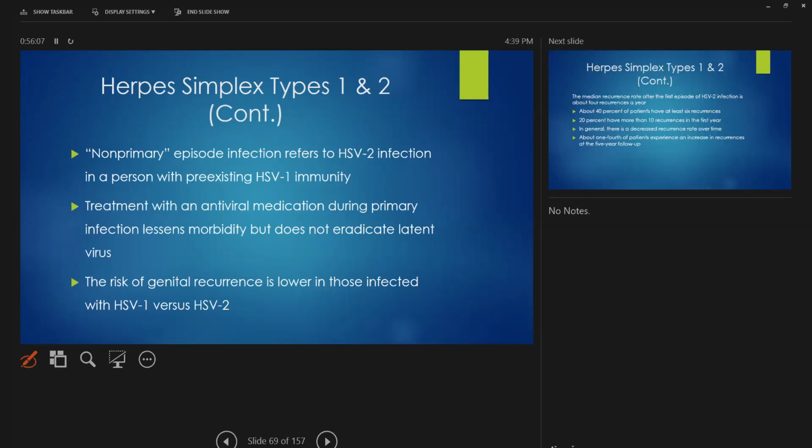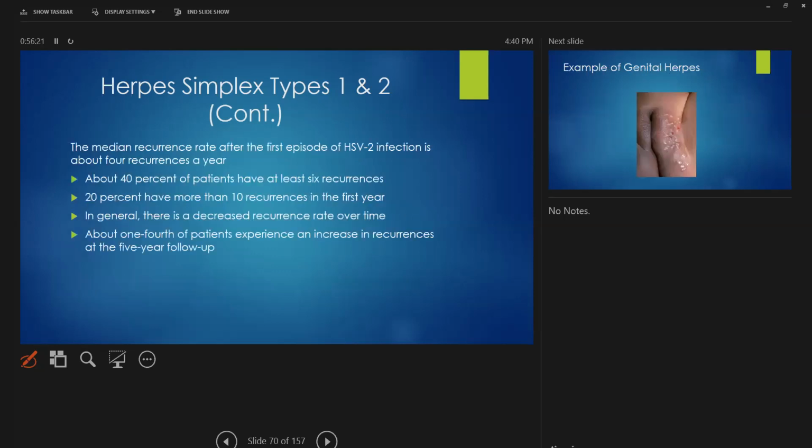Treatment with an antiviral medication during primary infection lessens morbidity, but does not eradicate latent virus. The risk of genital reoccurrence is lower in those affected with HSV1 versus HSV2. The median recurrence rate after the first episode of HSV2 infection is about 4 occurrences per year. About 40% of patients have at least 6 recurrences. 20% have more than 10 occurrences in the first year. In general, there is a decreased recurrent rate over time. About 1/4 of patients experience an increase in recurrences at a 5-year follow-up.